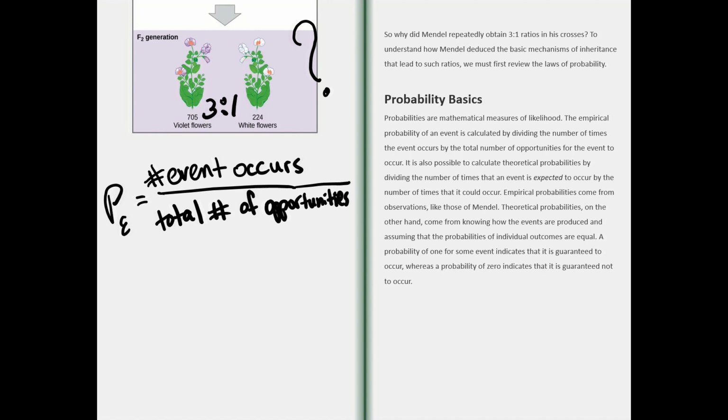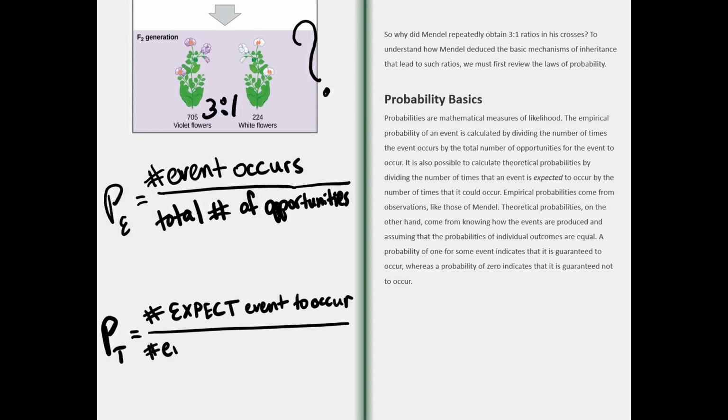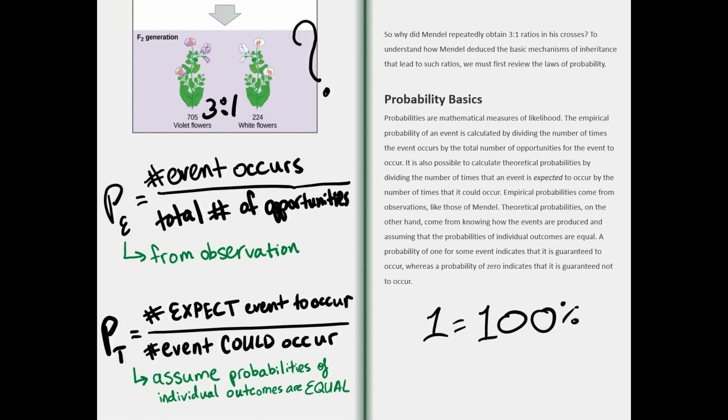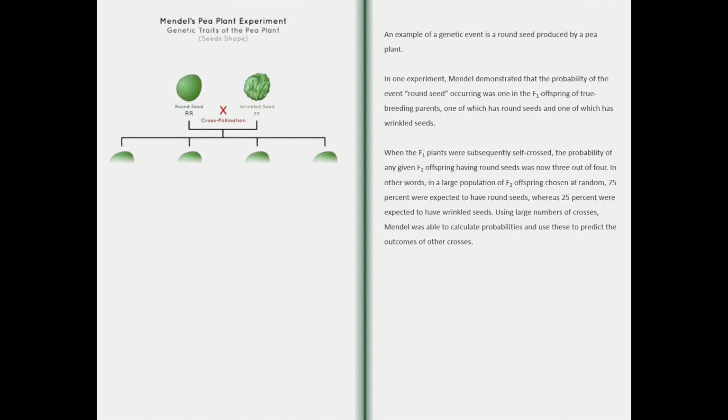So it's kind of like a percentage, but you don't multiply by 100 at the end. It is also possible to calculate theoretical probabilities by dividing the number of times that an event is expected to occur by the number of times that it could occur. Empirical probabilities come from observations, like those of Mendel. Theoretical probabilities, on the other hand, come from knowing how the events are produced and assuming that the probabilities of individual outcomes are equal. A probability of 1 for some event indicates that it is guaranteed to occur, meaning there's a 100% likelihood of it occurring. Whereas a probability of 0 indicates that it is guaranteed not to occur, or 0% chance of occurring. An example of a genetic event is a round seed produced by a pea plant.